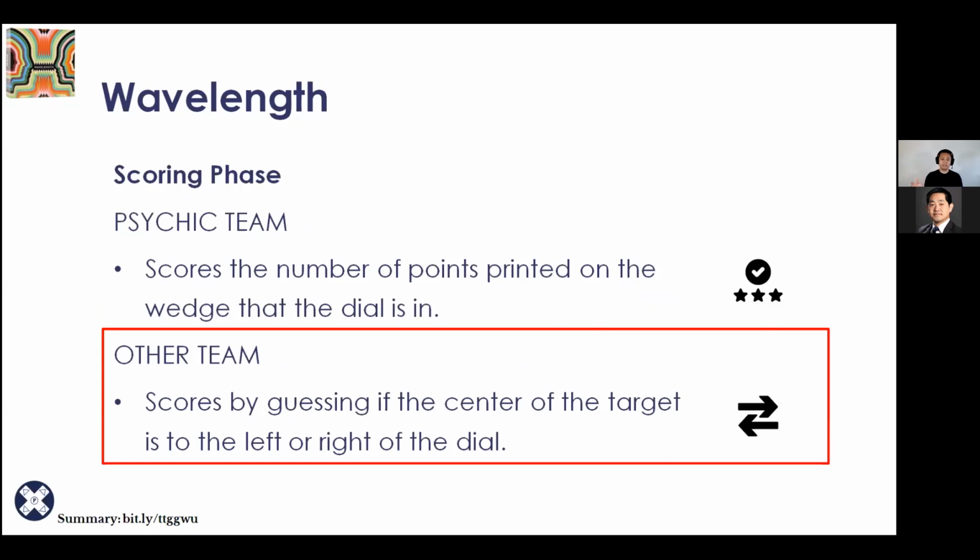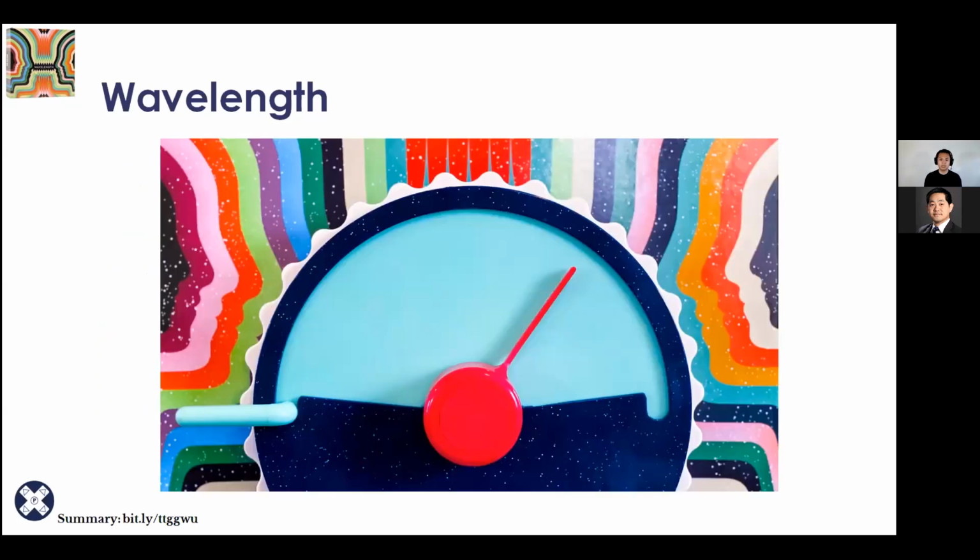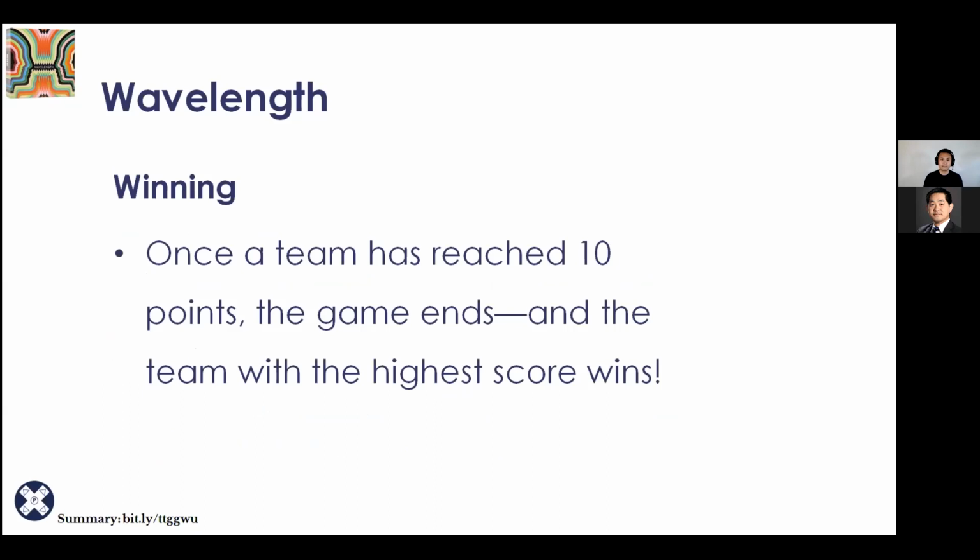The other team is going to score by guessing if the center of the target is either to the left or the right of that dial prior to the screen being opened. I think that's a really interesting part of this game. In this case, the psychic's team has indicated they want to leave the dial right there. They think that's where the target is. Now we go to the other team. The other team is going to try to guess: is the target to the left of that arrow or to the right of that arrow? And if they guess correctly, they're going to have the opportunity to score points as well.